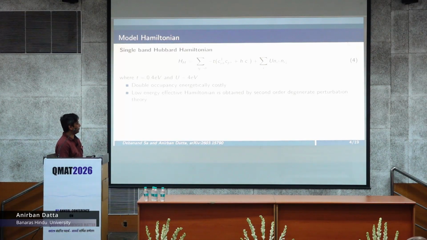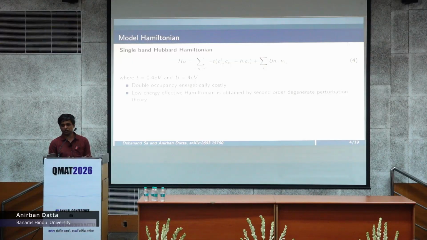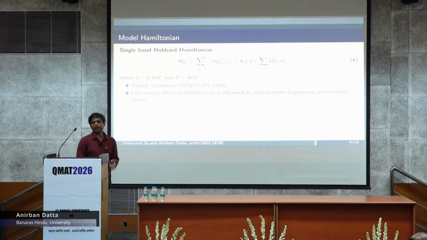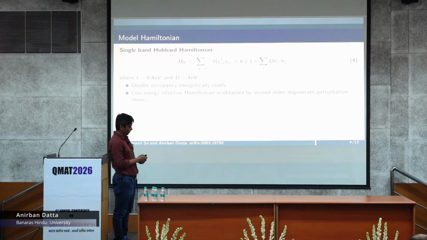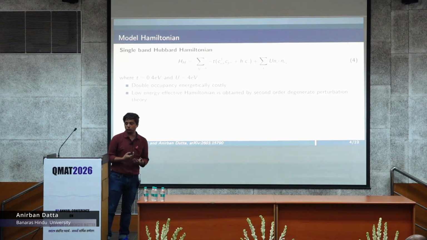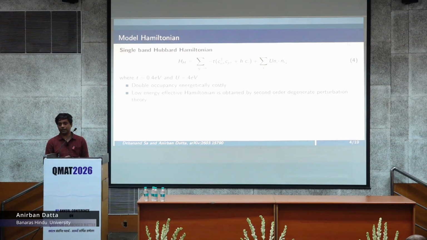It's given by Ni up and Ni down, and then experiment tells you that T is of the order of 0.4 electron volt and U is of the order of 4 electron volts. This may vary from sample to sample, but roughly the ratio is of the order of 10. So U will only matter when there is more than 1 electron per site. Having a double occupancy is energetically costly.